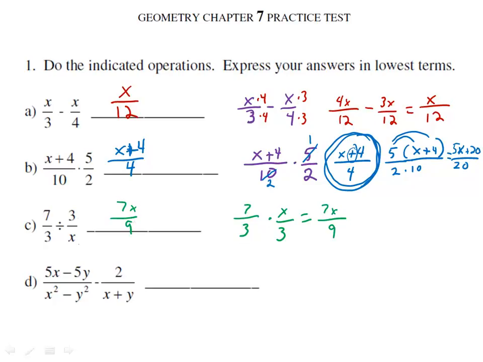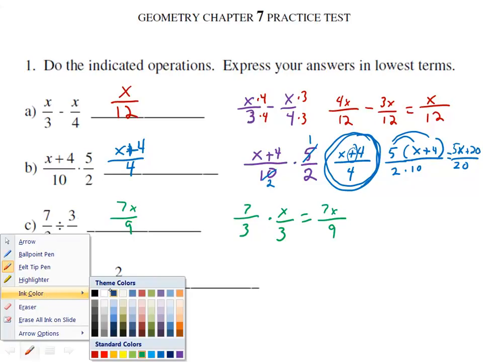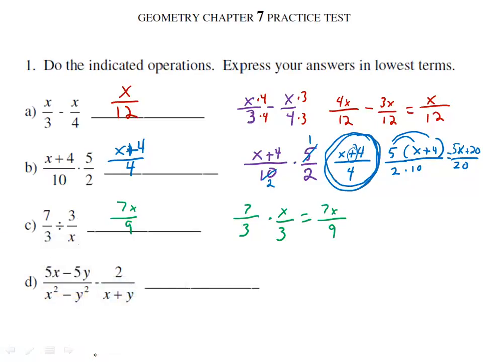Alright, now for the last one. This is a little bit more complicated than most of the ones you've seen so far, as I'm sure you know. Alright, this is where we must remember that when we factor things, good things happen. And I'm just going to put this first fraction. You can see you have subtraction as the operation between, which means I need a common denominator.